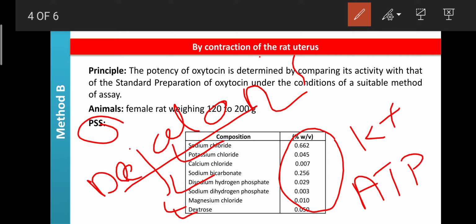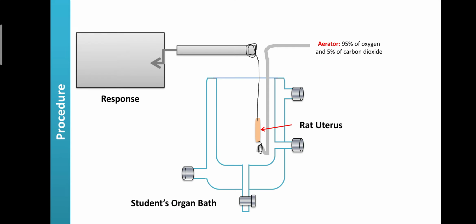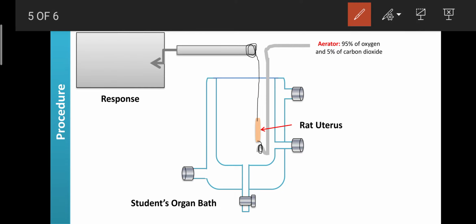So this is the PSS, the D-Jalon solution used in method B. And regarding the procedure, this is the assembly. This assembly is known as the student organ bath, consisting of the organ bath. It is well maintained and adjusted. It has a water jacket that is filled with water.